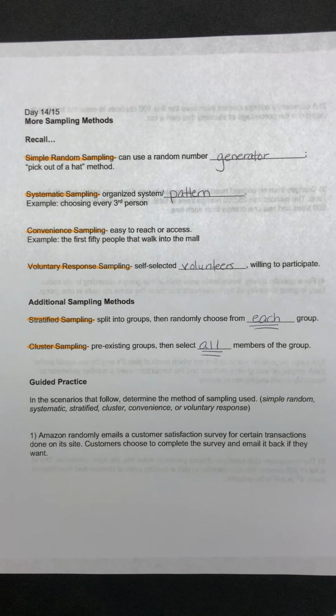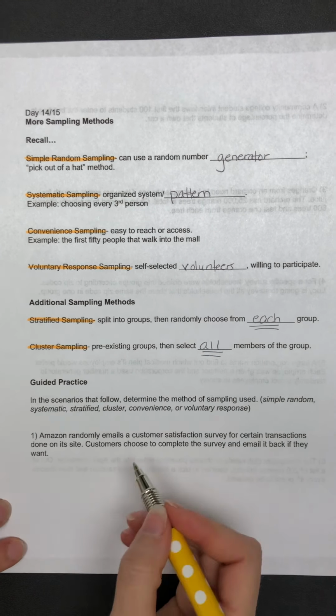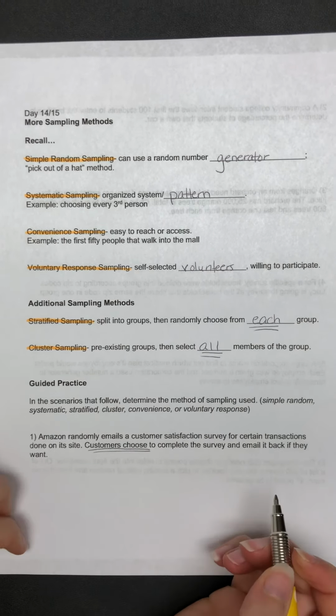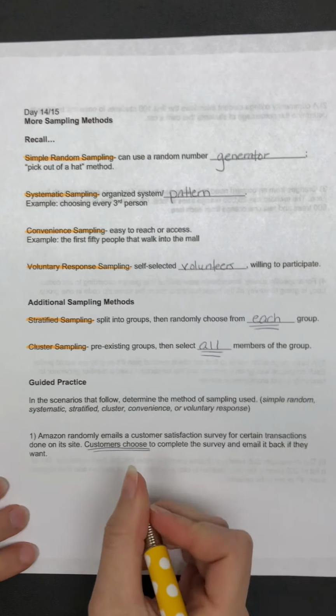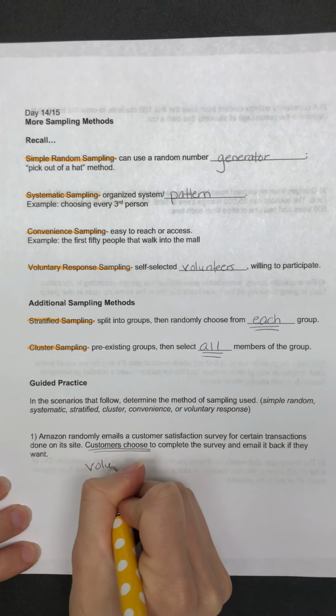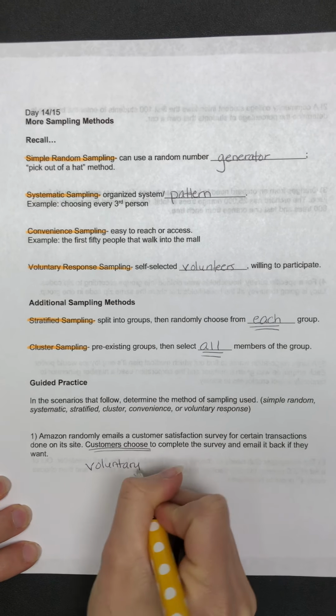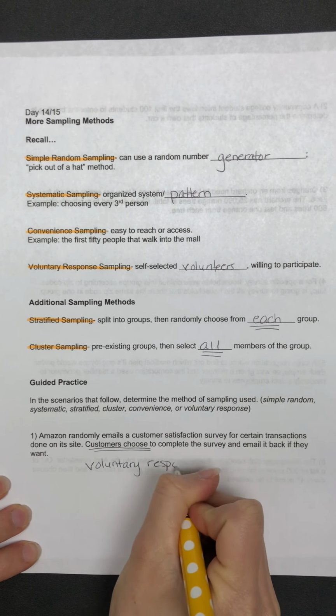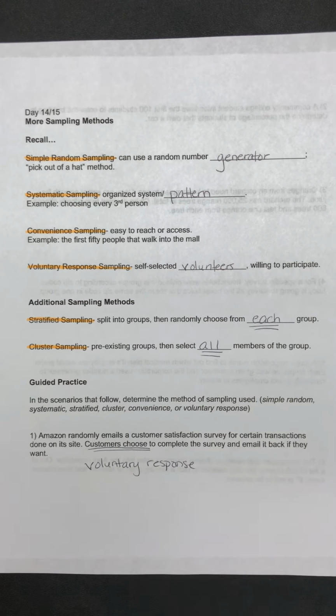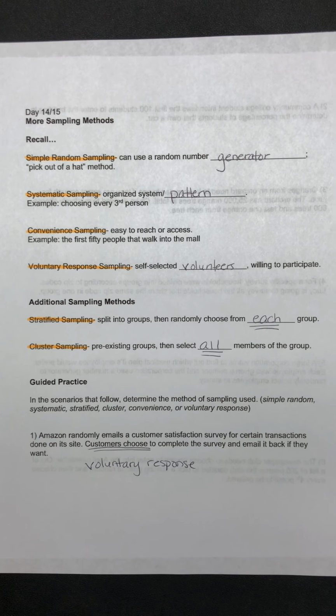So for number 1, it says Amazon randomly emails a customer satisfaction survey for certain transactions done on its site. Customers choose to complete the survey and email it back if they want. Okay, customers choose to complete it. They don't have to complete it, so this one would be voluntary response. Okay, so if you're asked to complete a survey, if you choose to hand it in or not, that would be voluntary.